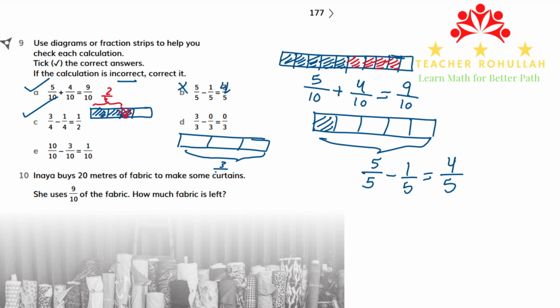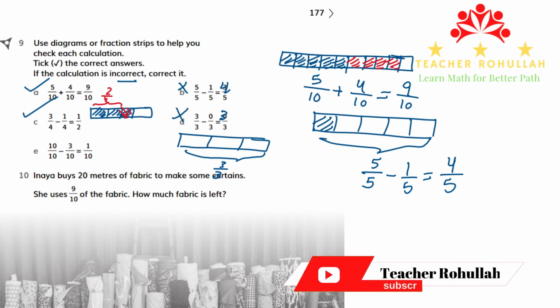So I can write here 3/3. We have 3/3. 0/3 means not taking anything. What is left here? It is 3/3 that's left because we have not taken anything. 0/3 means we have not subtracted anything. So part D is also solved and the answer was wrong. I can say it was wrong, but I corrected it.